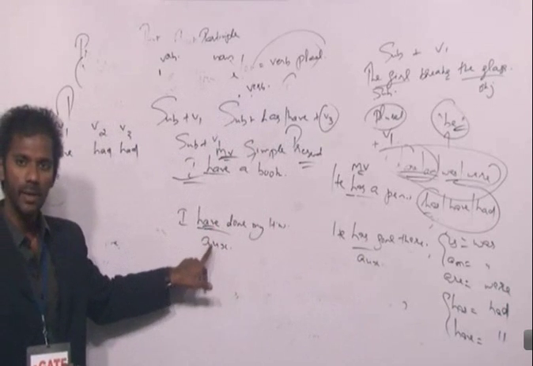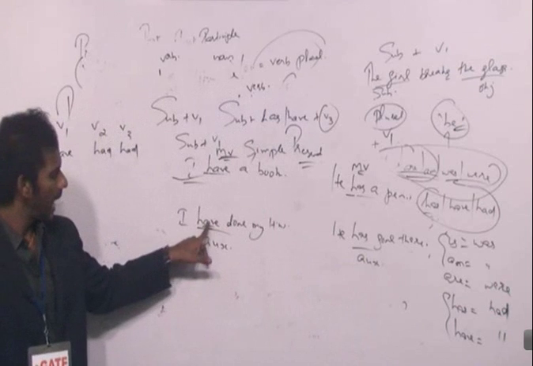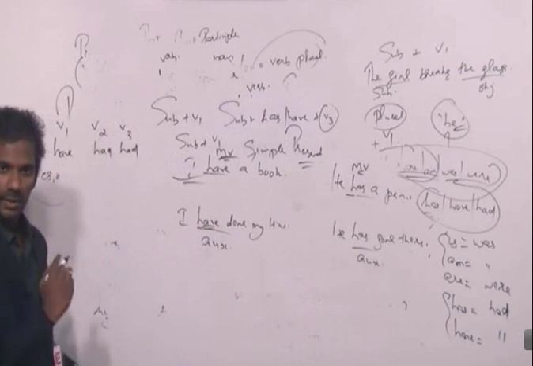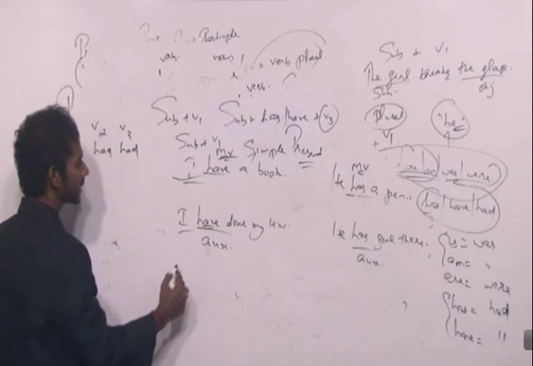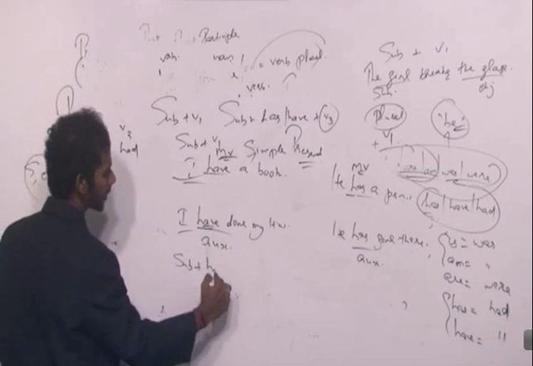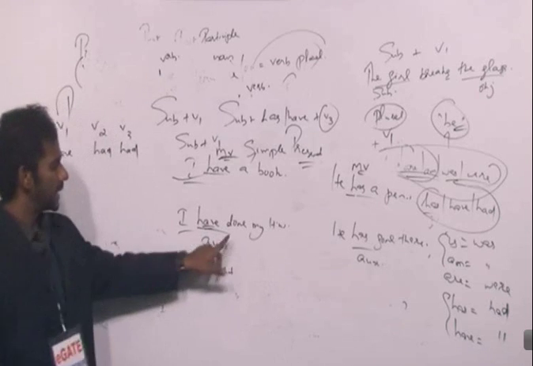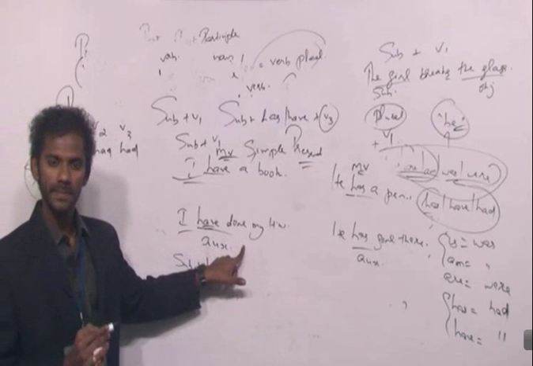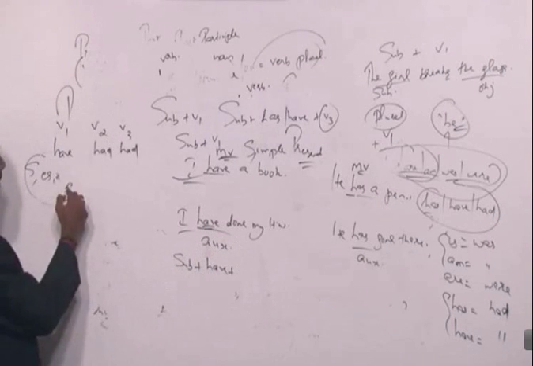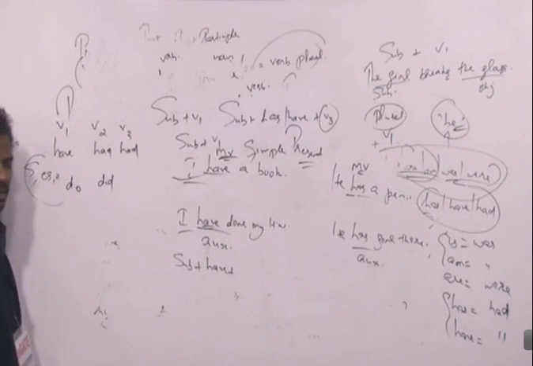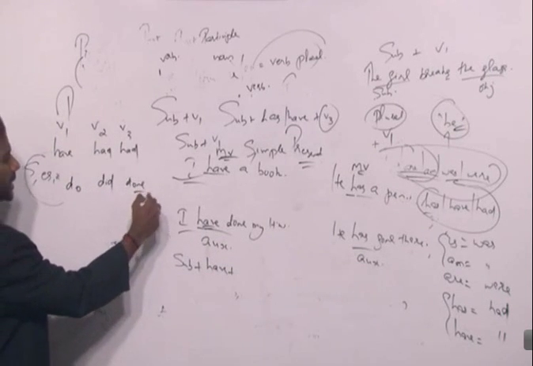Have is a main verb or auxiliary verb here? Have is an auxiliary verb here because we have a main verb after have. Clear? Write down the order of this sentence. I is the subject plus have is an auxiliary verb plus done. Done is V1 or V2 or V3? V1 is do. V2 is did. And V3 is done.